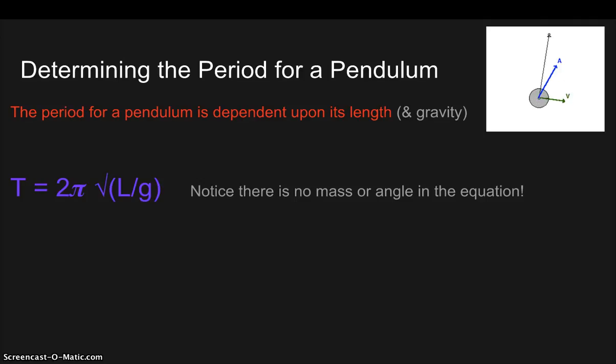So in this equation, T equals 2 pi the square root of L, which is the pendulum's length from the pivot point to the center of mass of the object attached, and then divided by gravity. So notice that there's no mass or angle in the equation. Those were the other two variables that we tested in the lab, and we should have seen no relationship for those two in our graph.